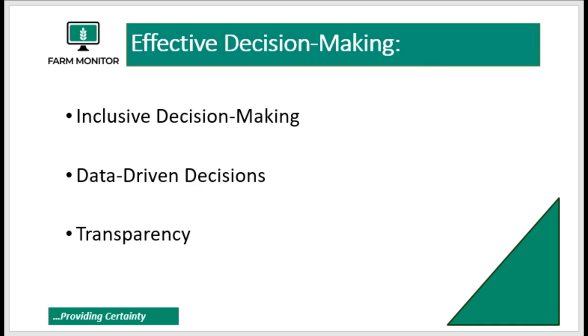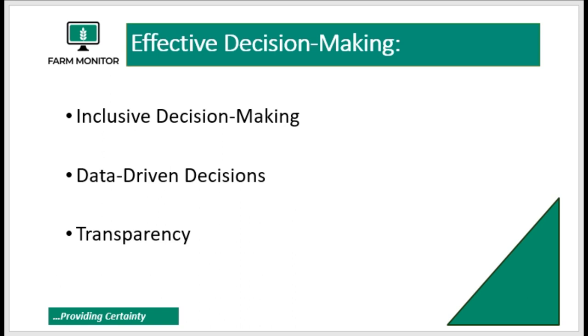Decision making must be inclusive, decision making must be data driven, and of course, there must be a transparent process of arriving at decisions. When we talk about decision making being inclusive, we are saying all members should participate in the decision making process. So everyone feels valued, everyone is heard, everyone's opinion is listened to.